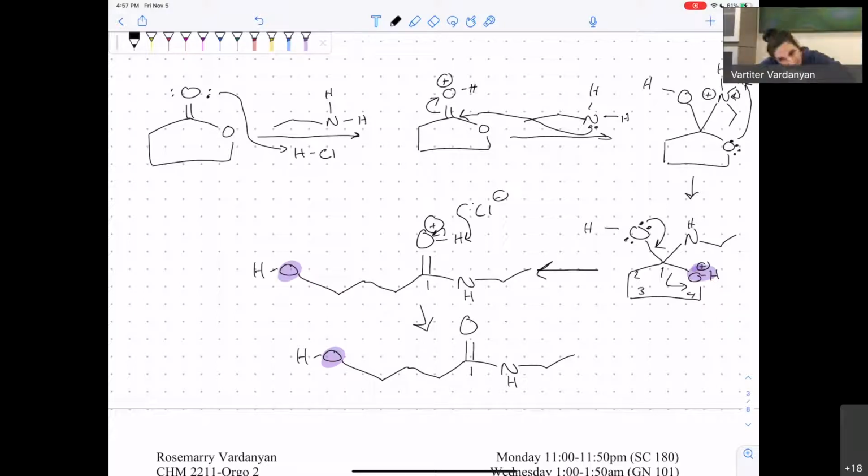And no, this is not a reducing agent reaction. This is just the same reaction we had before. I just drew out the mechanism. So if we used a reducing agent, this would be an aldehyde. This group wouldn't be there. It would just be an H.